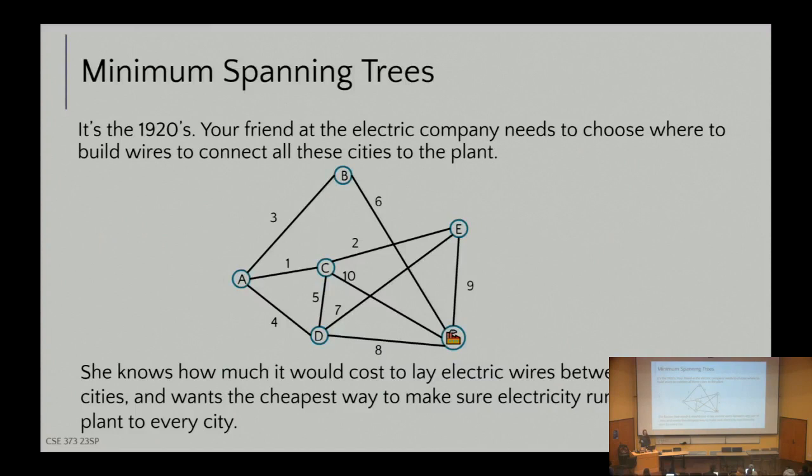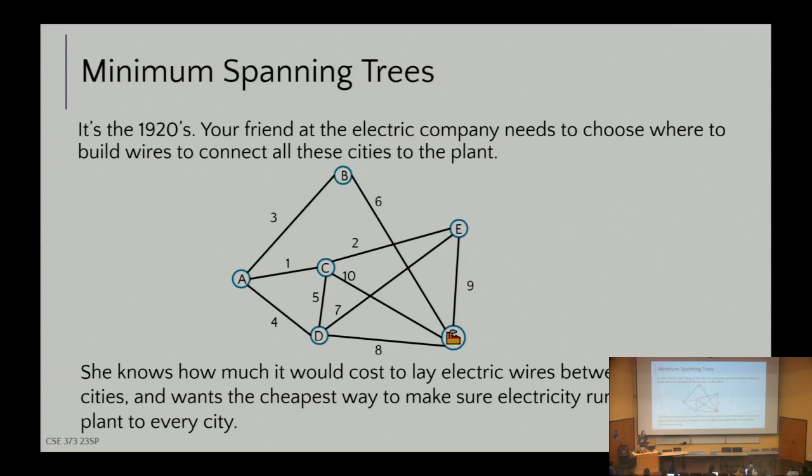Okay. This is real. This is the actual problem for which these were invented in the 1920s, and a forever reminder that computer science well predates what we think of as an electronic computer. Never forget. Okay, it is the 1920s. You and your friend at the electric company need to choose where to build wires to connect all cities to the new electrical plant. If you remember, the way that electricity works is we have one big generator, and then we line these wires, and as long as you're touching one of the wires, it's like you have access to the entire grid, right?